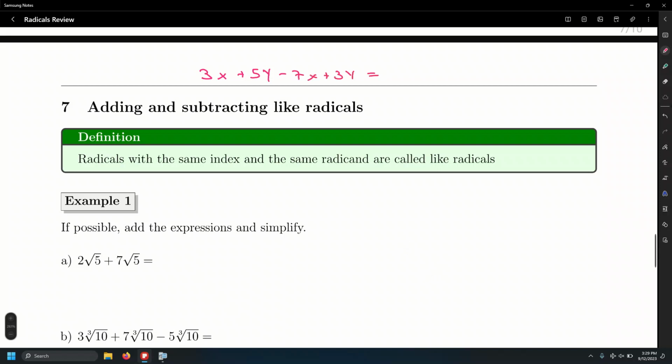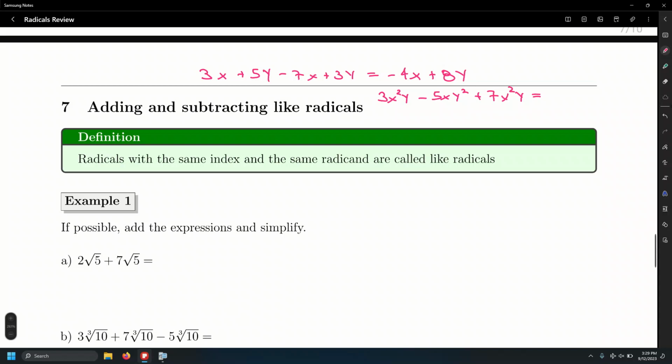Well, what we do to combine like terms is combine the x terms with the x terms and the y terms with the y terms. That is 3x minus 7x, that's a negative 4x, and 5y plus 3y equals 8y. All right? How about something like 3x squared y minus 5xy squared plus 7x squared y. Okay, so which ones are the like terms in this case?